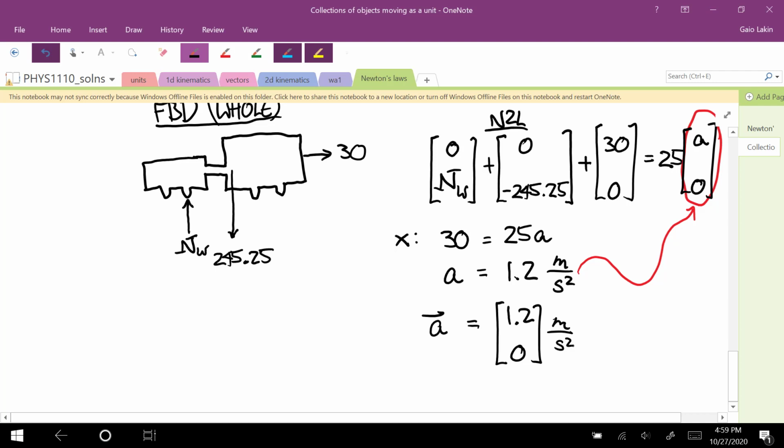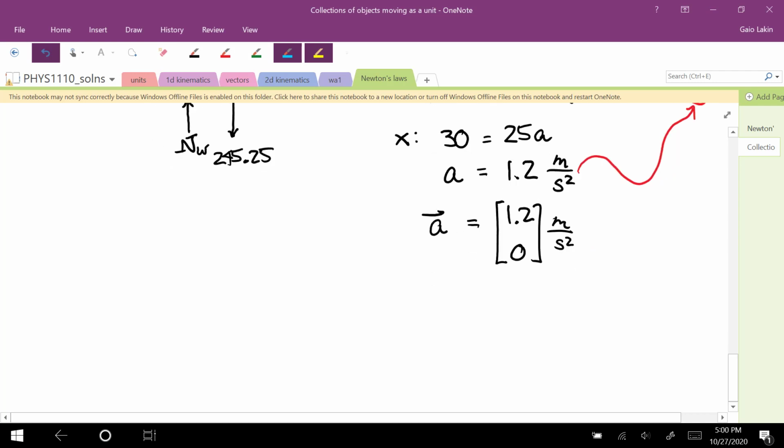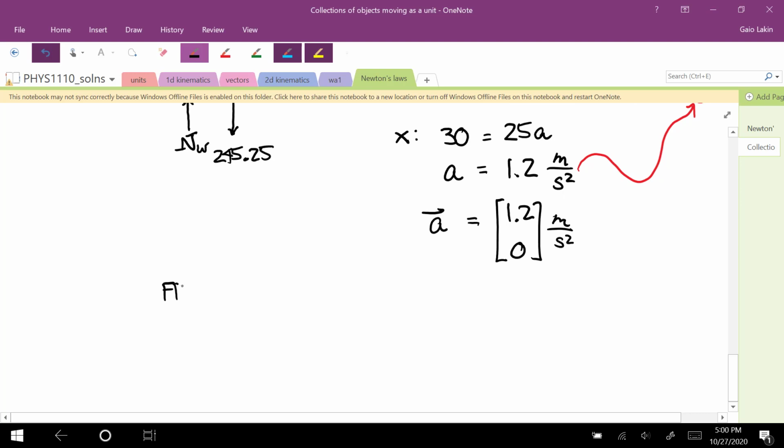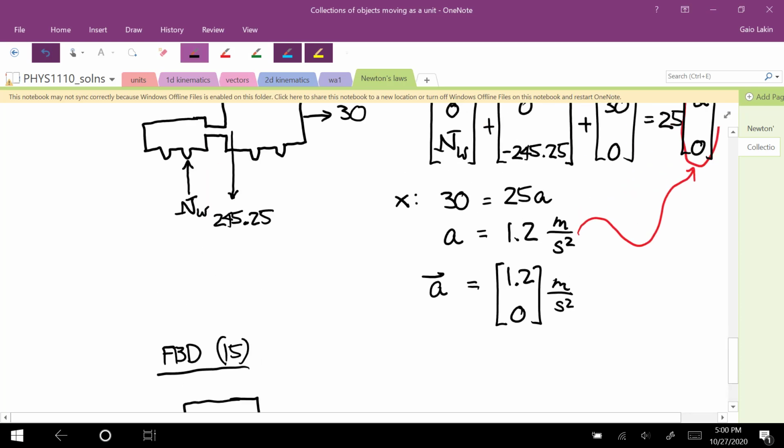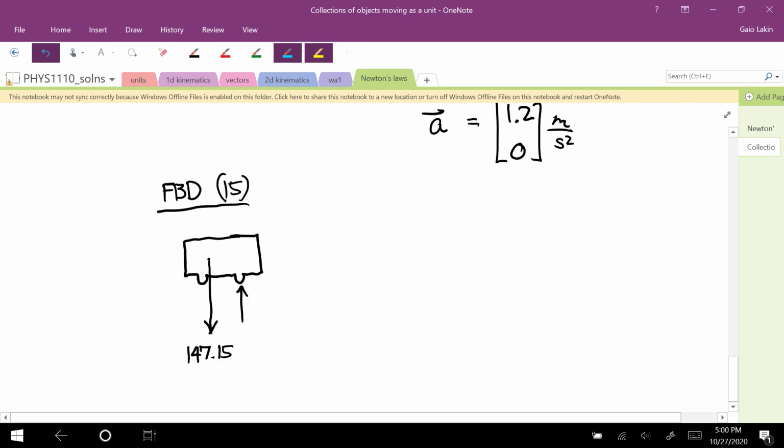Now that we have that, I'm going to isolate the 15 kilogram cart. Now the system has a mass of 15, so the weight is 15 times 9.81, so 147.15. There's a pushing force, but it's not the same as the pushing force on the whole system. It's just the pushing force now on the 15 kilogram cart. So I'm going to call that N15.